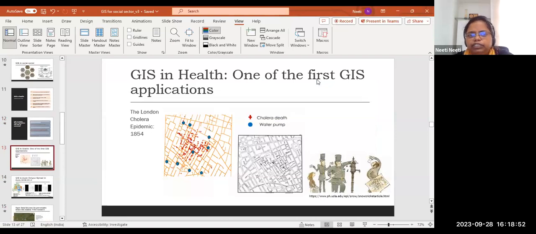I will start with when we talk about GIS and health. One of the earliest applications of GIS and health is the London cholera epidemic. This happened in 1854.